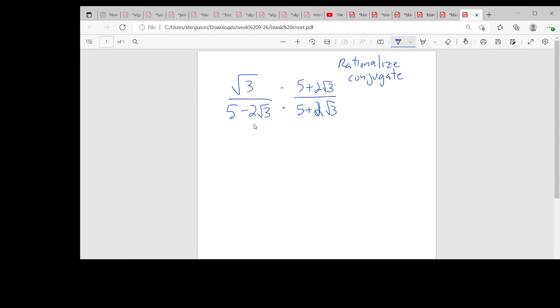If I multiply by the conjugate, all I have to do is multiply the two first numbers and then the two last numbers. So I multiply 5 times 5, and I multiply 2 square root of 3 times 2 square root of 3. 5 times 5 is easy. That's 25. Minus, now I need to figure out what 2 times the square root of 3 times 2 square root of 3 is. That's 4 square root of 9, which means what?